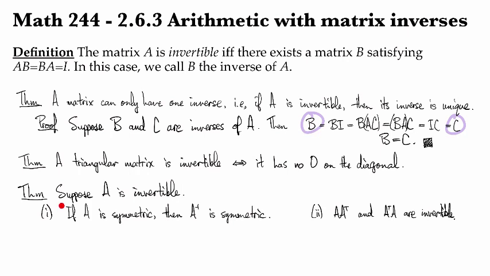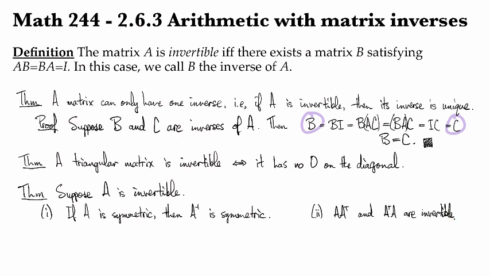And then lastly, suppose that we have an invertible matrix. If A is symmetric, then A inverse is also symmetric. And just by parallel with the earlier results we talked about with symmetry, AA transpose and A transpose A will also be invertible.